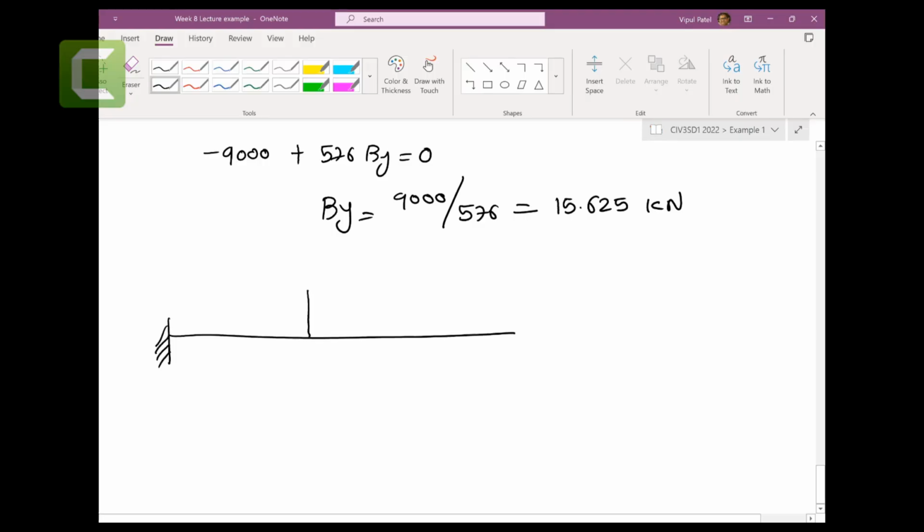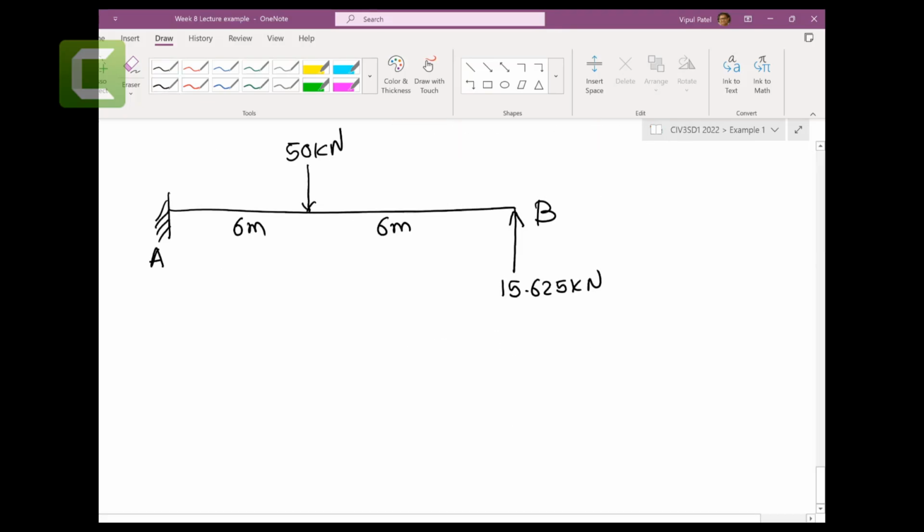Job done meaning that you have 50 kilonewtons here, and we find that By is going up because it's positive, 15.625 kilonewtons, and you have 6 meters and 6 meters. And this is point A and point B. Now this structure is determinate because you have only 3 unknown values. Now we can draw the shear force and bending moment diagram using our conventional methods. What are the conventional methods?